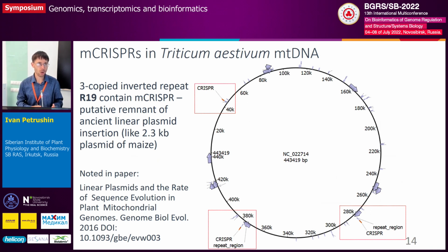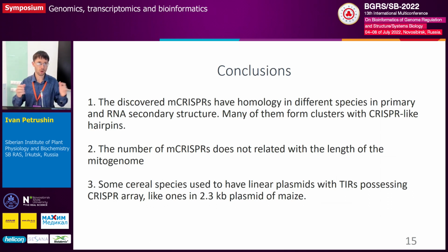This phenomenon is known for mitochondrial genome plasmids and described in a paper of Daniel Sloan and colleagues. You can see it on the slide. So we go to the conclusions. My talk is very brief. We discovered putative CRISPR arrays that have homology in different species and RNA secondary structure. Many of them form clusters within species and form hairpins.